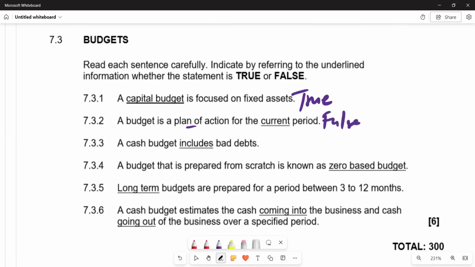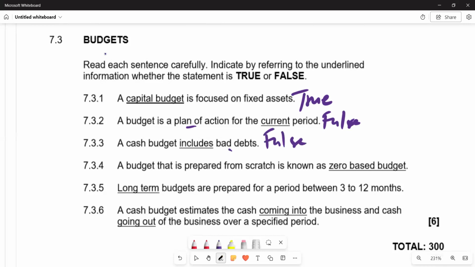Then we go to 7.3.3. A cash budget includes bad debts. We know that a cash budget only records the actual movement of cash in and out of the business. That is the plan in terms of the expected cash movements in and out of the business. But bad debts are a non-cash item. There are no cash movements in terms of bad debts. So this becomes our false. It becomes the correct response that we have there.